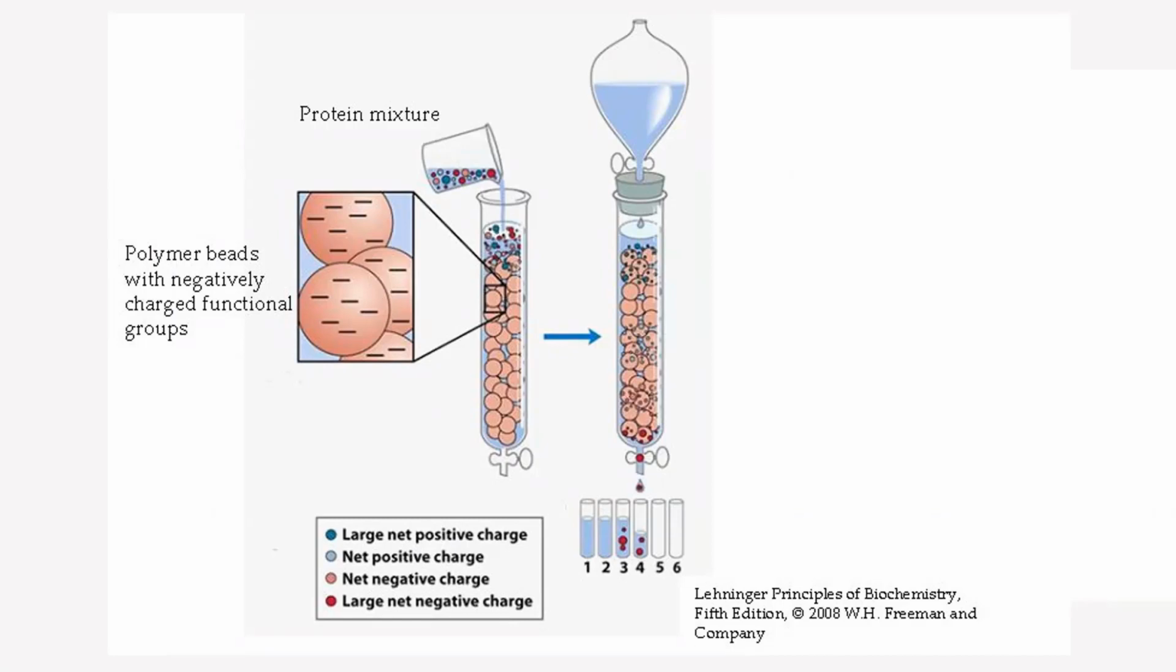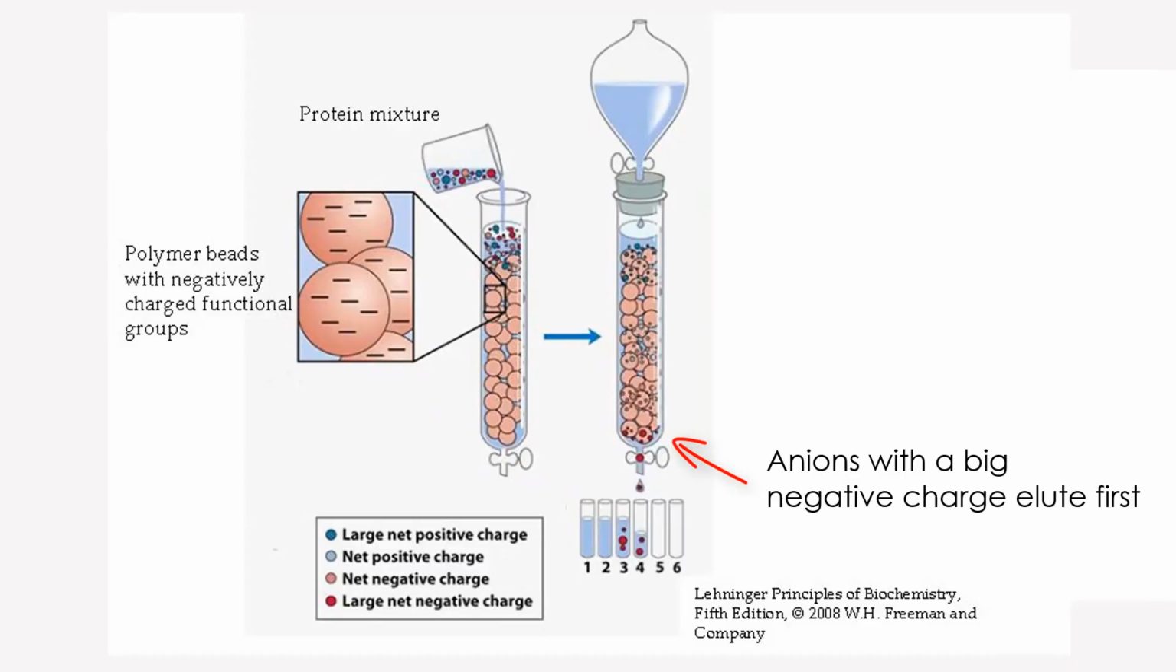Remember, the pH of the solution being used will determine the net charge of the amino acid. Since the beads are negatively charged, they repel amino acids with the strongest negative charge, but will hold on to amino acids with the strongest positive charge. In terms of the order of elution, anions with the biggest negative charge would elute first from the column, and we would expect these amino acids to be found in the earliest fractions collected.